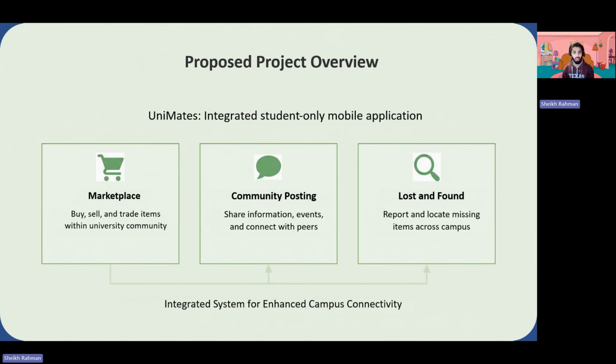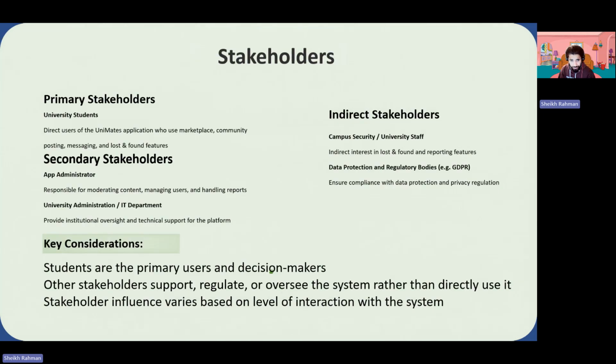Proposed project overview. Inimaze provides three core features. The first feature is the marketplace. This allows students to buy, sell, and trade items within the university community. The second feature is community posting, which allows students to share information, tips, events, and academic discussion. The third feature is lost and found, which allows students to report lost items and browse listings of found items across the campus. Together, these features create an integrated system designed to enhance campus connectivity and student collaboration. Now moving into the next slide.